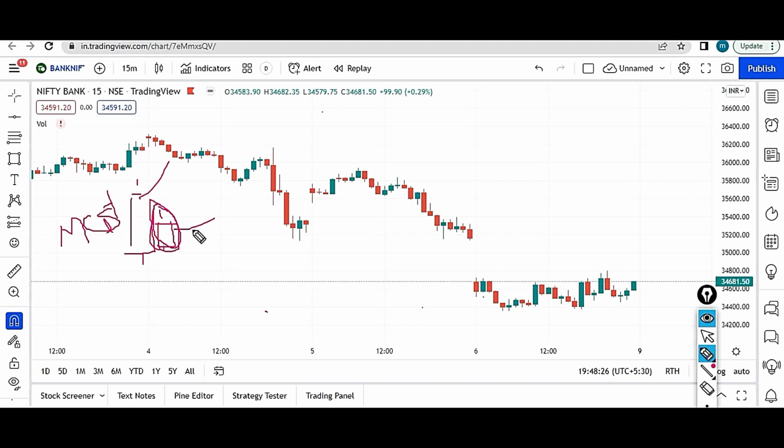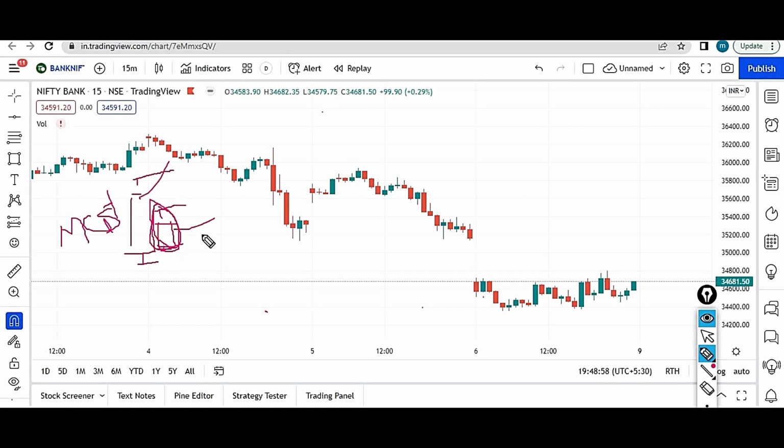That means the small bar's high is lower than the previous bar's high. You see, the high of the small bar is lower than the mother bar's high, and the low is higher than the mother candle's low. The mother candle's low is very low, right? But the smaller candle's low is higher than the mother candle's low. This is how you can identify the mother candle and the small candle.